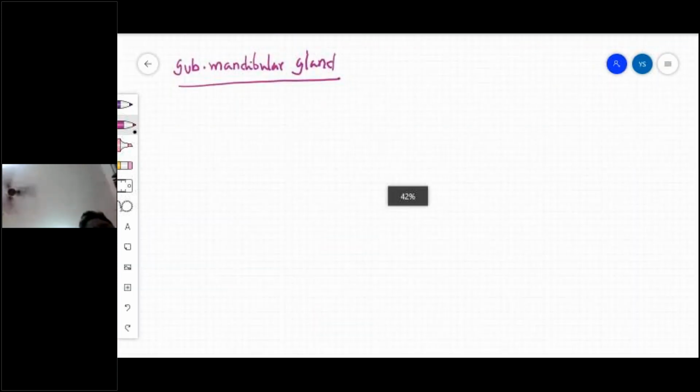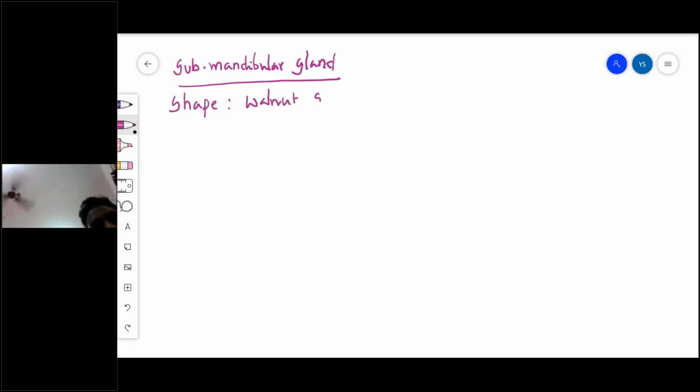So today in class, one of the salivary glands, the submandibular gland. This is one of the salivary glands. You know it. That is the submandibular gland. If you see the shape of this gland, okay, walnut shape, and weight approximately 10 to 20 grams.